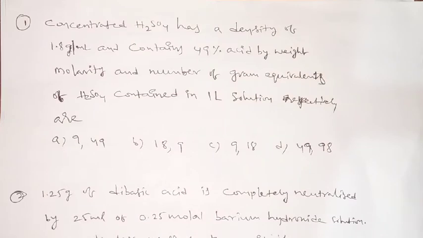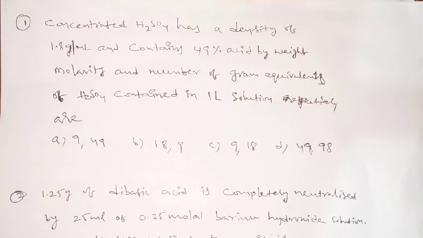In today's session, we shall learn some important expected objective models based on molarity and normality. So look at the first question. Concentrated H2SO4 has a density of 1.8 gram per milliliter and contains 49% acid by weight. Molarity and the number of gram equivalents of H2SO4 contained in 1 liter solution respectively are.